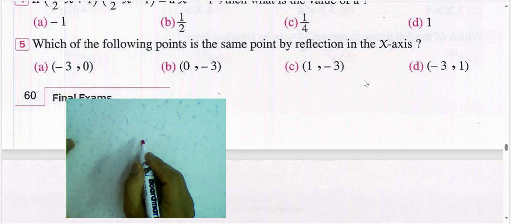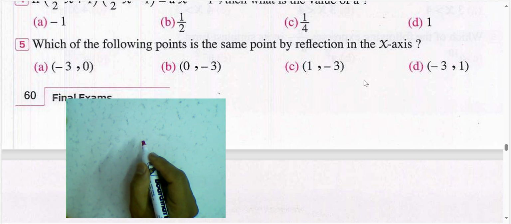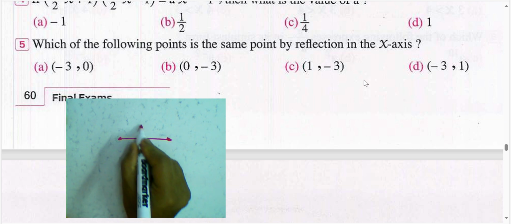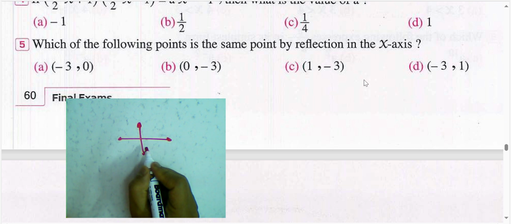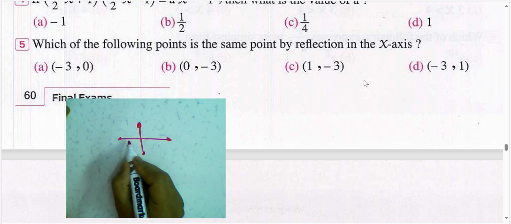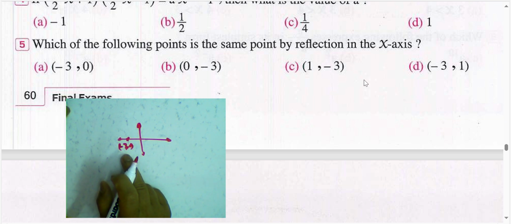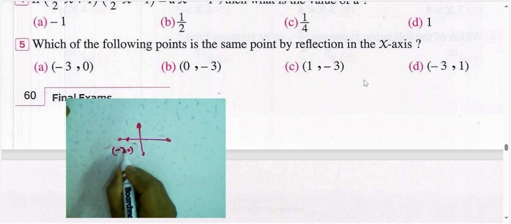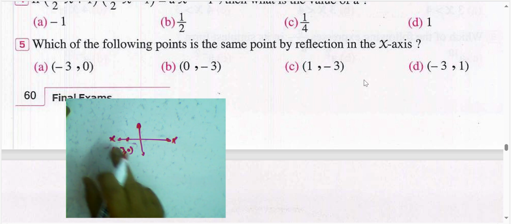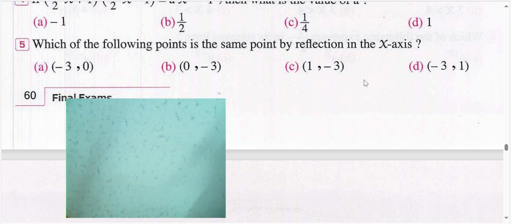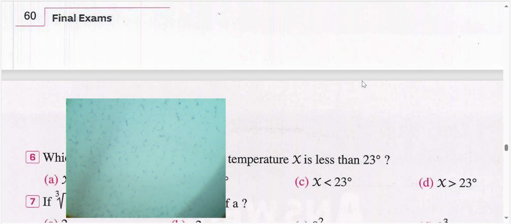Choose the following point that is the same point by reflection in the x-axis. Any point that lies in the x-axis, the reflection of it will be the same. Like what? Like negative 3 and 0. This point lies in the x-axis. Then the image of this point will be the same point, because any point that lies in the x-axis, the image will be itself. Then we must choose letter A for question number 5.